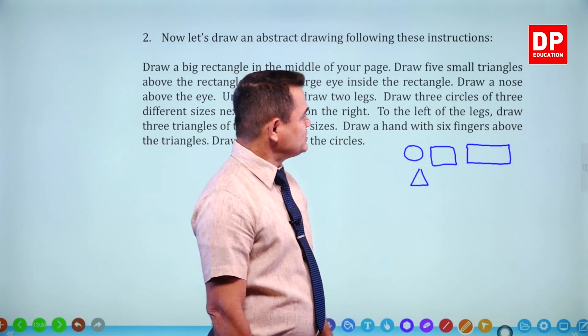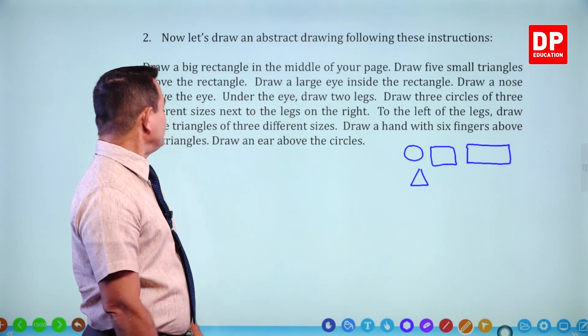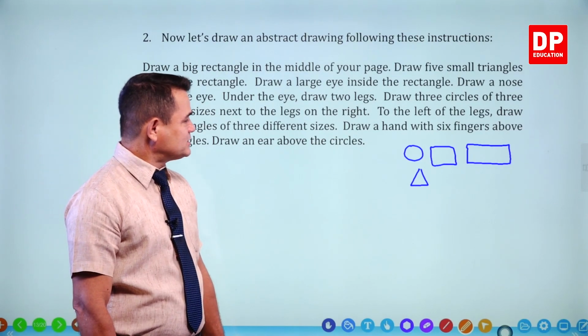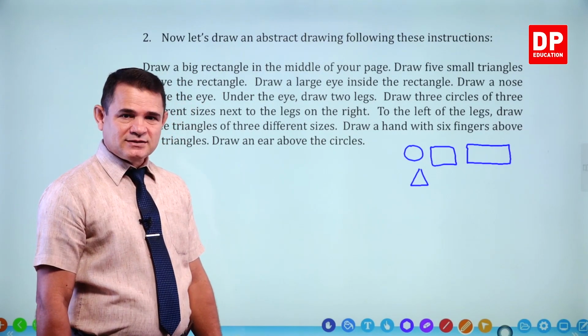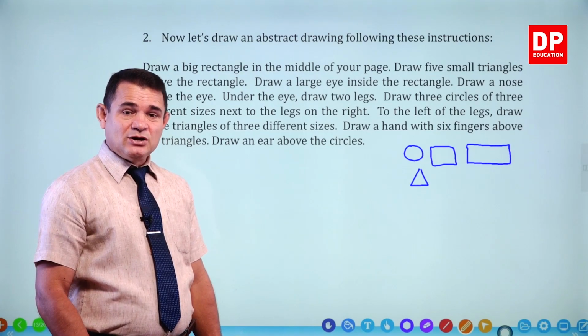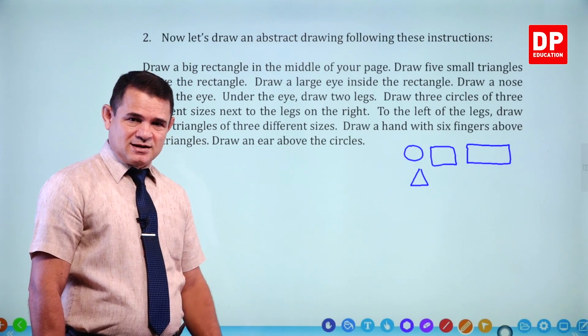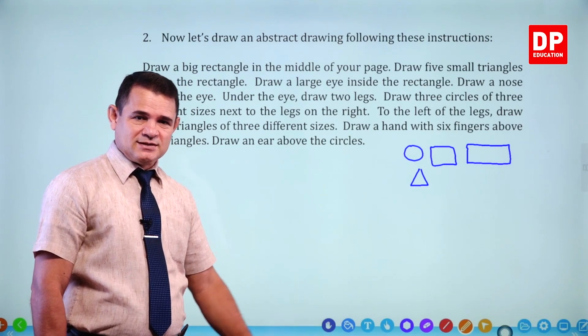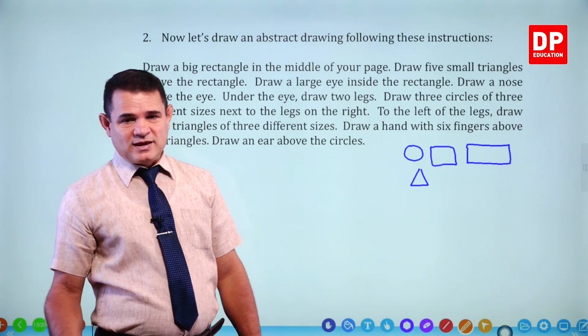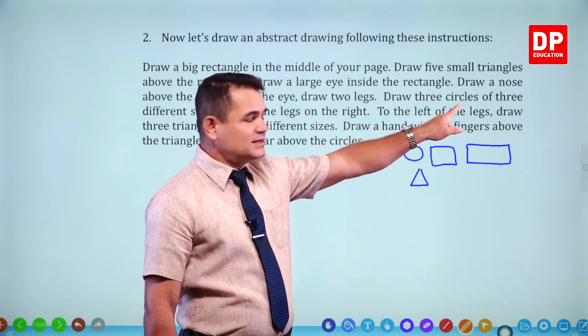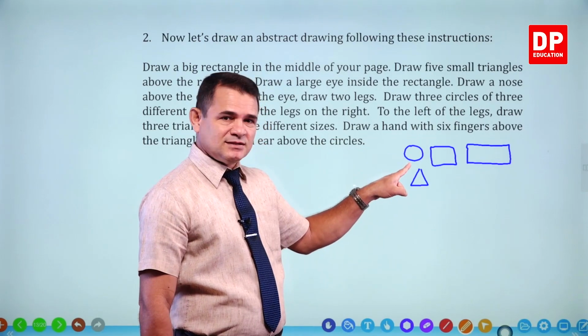Draw 3 circles of 3 different sizes next to the legs on the right. Next to the leg on the right. Next to the leg, කකුල් වලට කකුල් ගාවට. On the right, දකුණු පැත්තේ. මොනවද අඳින්නේ? Draw 3 circles. Circles. 3.